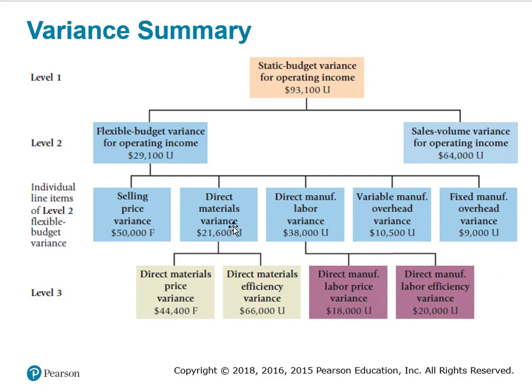Direct material variance can be taken apart some more into price and efficiency variance. And labor can also go into labor price and efficiency. Okay? So level 3 targets the level 2 line item variances and breaks them down into more detail. So this is a good summary of this. Variance is actually very complex, but you need a good way to remember it.